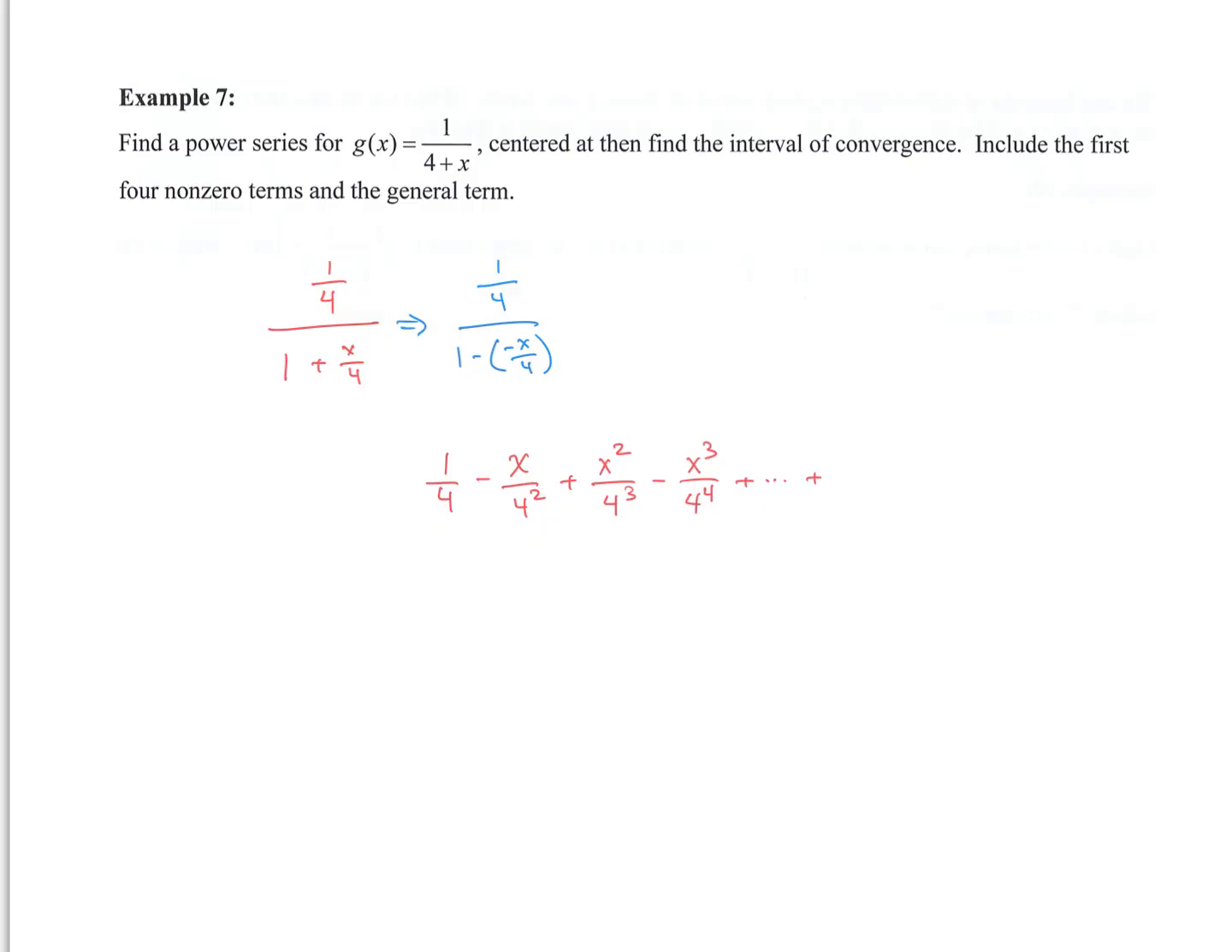Now we get our general. And so what is my general here? x to the power of n, but it's over what? 4 to the power of n plus 1. Exactly. Very good. All right.